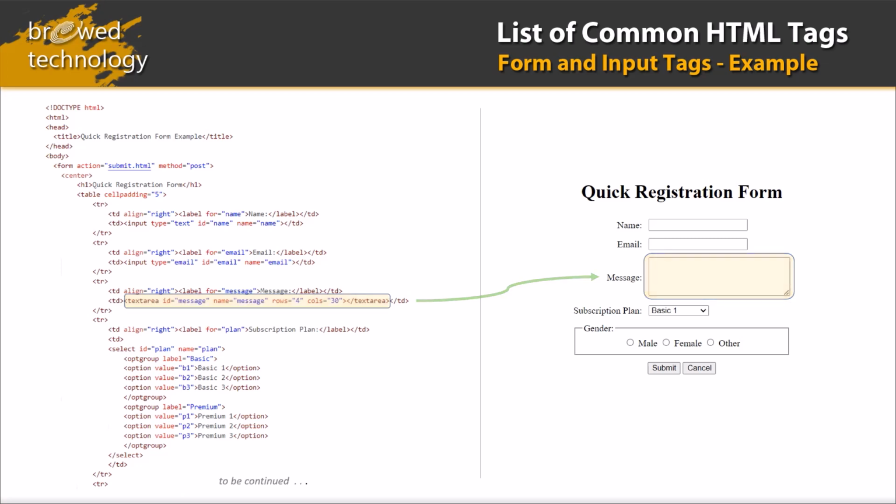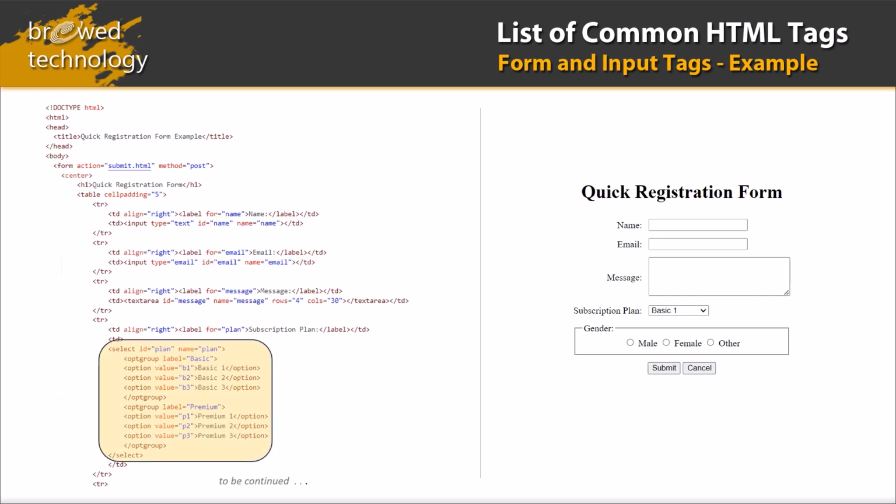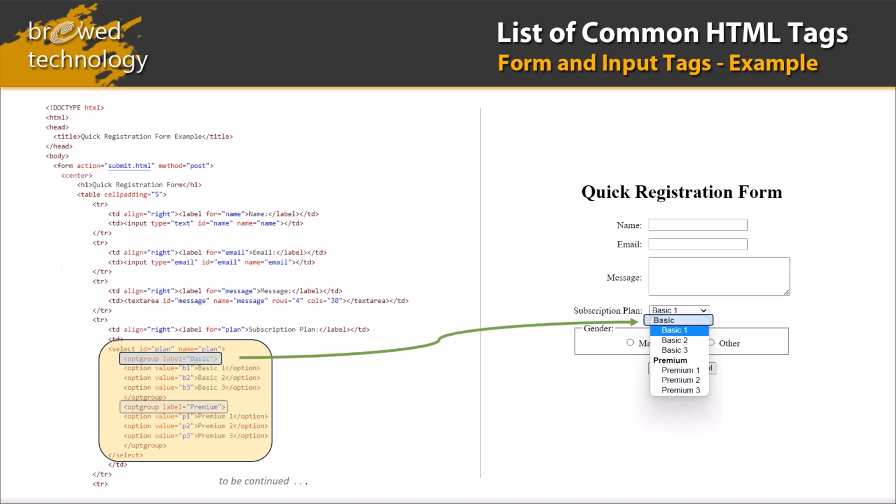We also learned the select tag, together with the option and optgroup tags. The select tag creates a drop-down list of options. Each option is defined in an option tag, while options can be grouped using the optgroup tag. Here in our example, we have a list of options for the subscription plan field. We have 2 groups of options, which are defined in the optgroup tag. The first group is the basic plan, and the second group is the premium plan. Under each group, we have 3 options, which are defined in option tags.